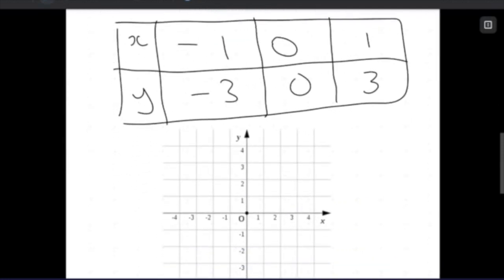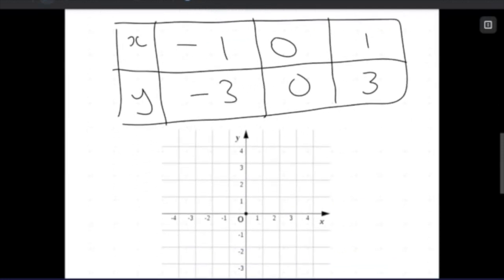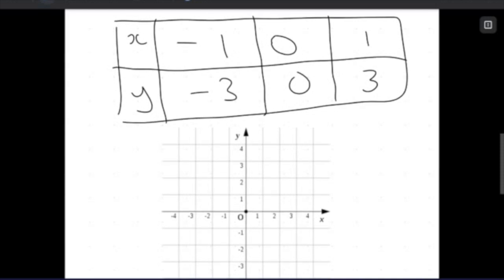Now, plotting this on our graph, I have that when x equals -1, y equals -3. So that's going to be my first point here. Ooh, app's glitching a little bit, guys. Sorry about that. Here we go. My next point's going to be at the origin again. And when x equals 1, y is going to equal 3.